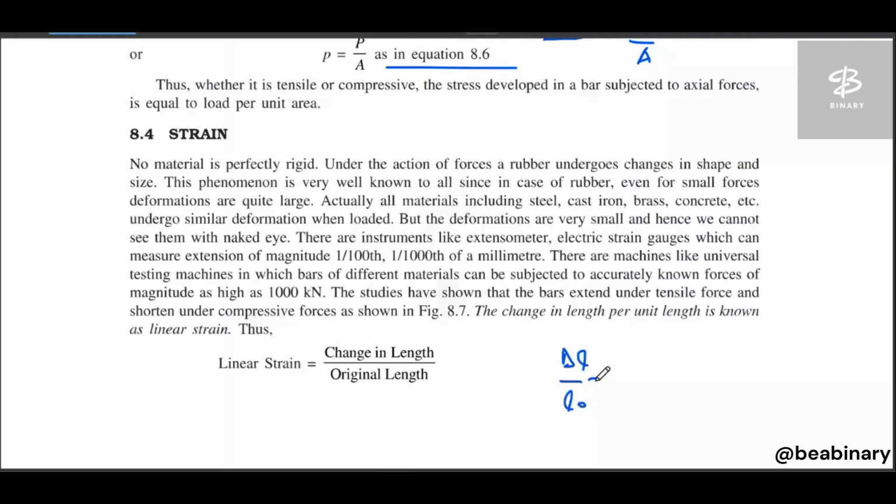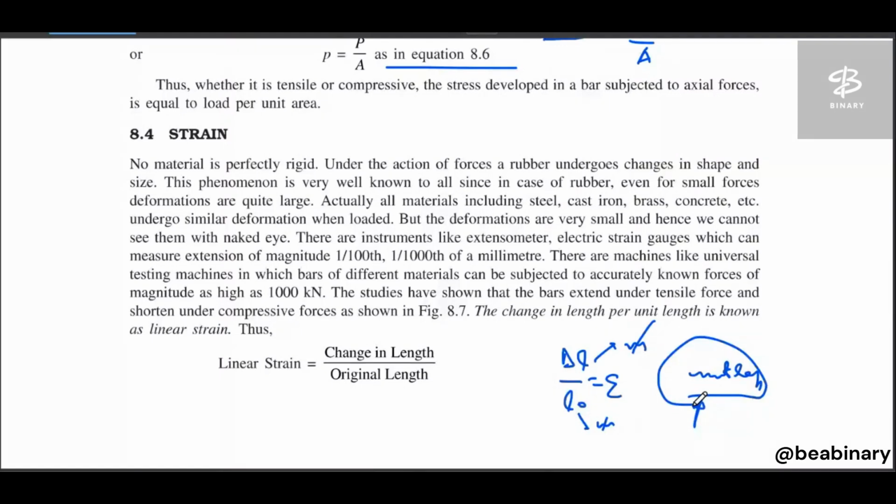And it is in meter or mm. It is also in meter or mm. So meter or mm cancel out, so it is a unitless quantity. This is the unitless quantity. It should be remembered: it is the unitless quantity.